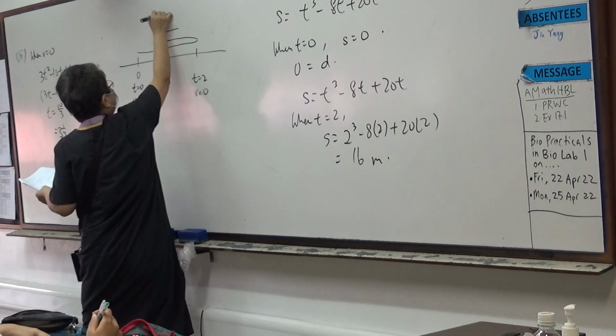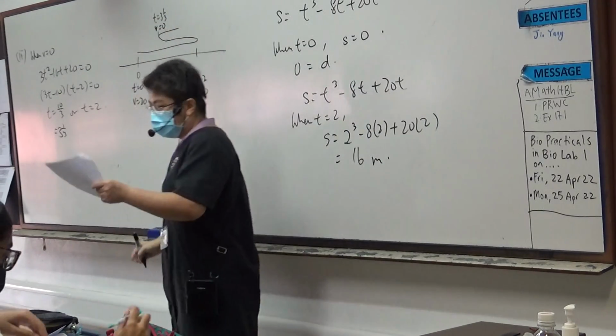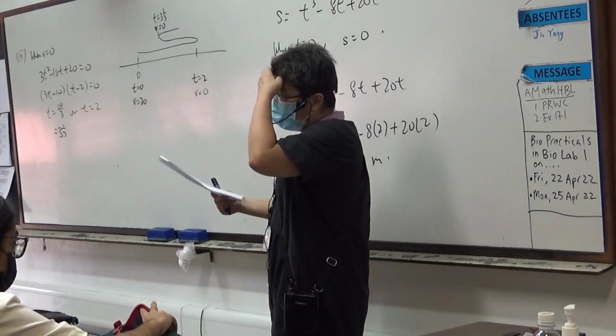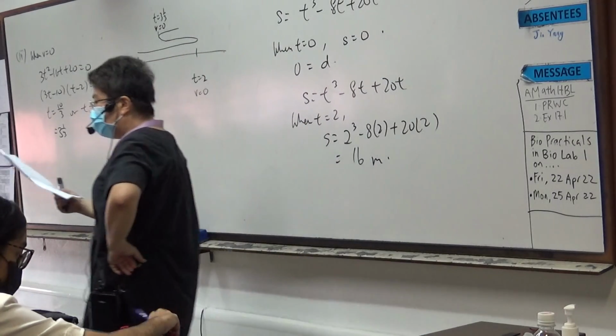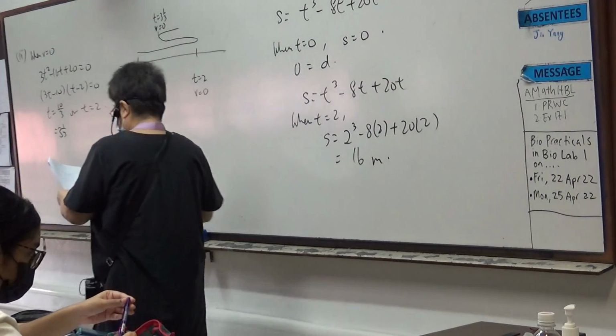This will be t equals 3 1/3. I also have v equals 0, am I right? It's also instantaneous rest, right? Okay, do you agree that the particle is at instantaneous rest when t is 2 and t equals 3 1/3? Okay, so what does it mean?